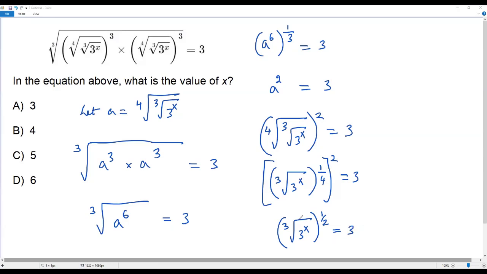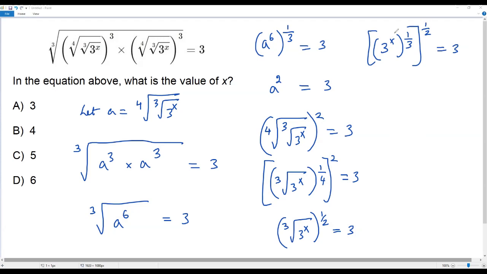In my next step, I'm going to write this cube root as an exponent. Then I'll get exponent 1/3 for 3 to the x power. Let me write it over here: 3 to the x power, whole to the power of 1/3. Already we have an exponent 1/2 that we can write over here, equals 3.